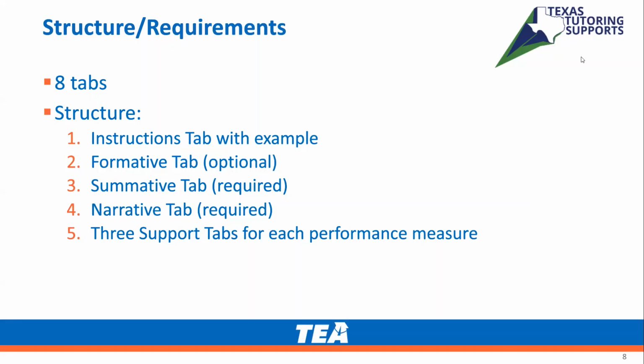The fourth tab is a narrative tab. It is also required and it syncs to that summative tab, which will make sense when we view an example here in a couple of slides. And then the last tabs are 3 separate support tabs for each of those performance measures that we talked about earlier. So a support tab for scaling your HIT implementation, a support tab for aligned supports and strategies, and then lastly, a support tab for student outcomes and growth. And then again, that 8th tab will be hidden.